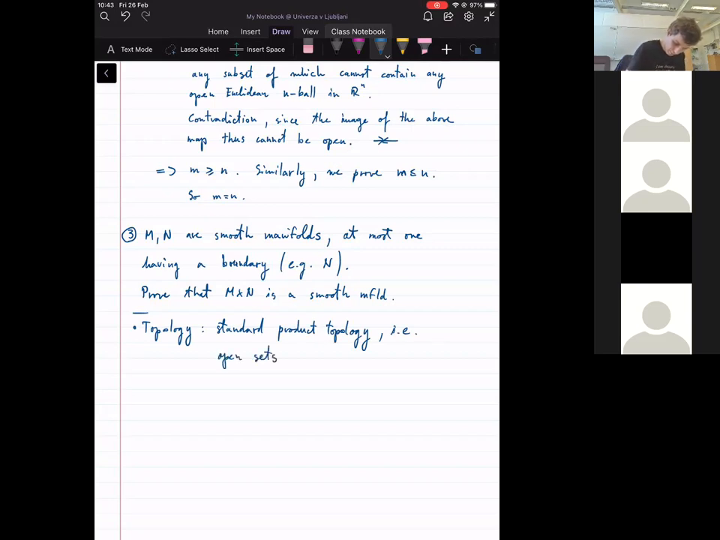Open sets in M times N are unions of sets of the form U times V, where U is open in M and V is open in N.